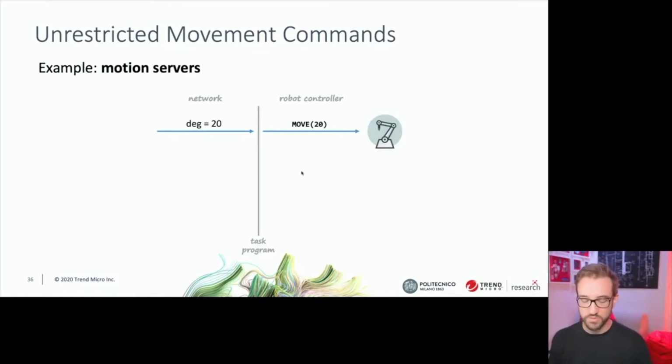So this is the most frequent case where we found the unrestricted movement commands vulnerability. A motion server takes a stream of coordinates, in this case degree 20 is an example, and gives these coordinates to the functions that perform the movements. So we can skip for a moment the fact that there is no input validation. Sorry, there is no authentication, because maybe this machine is a firewall, so there is other functionality. But let's see what happens if there is no input validation.